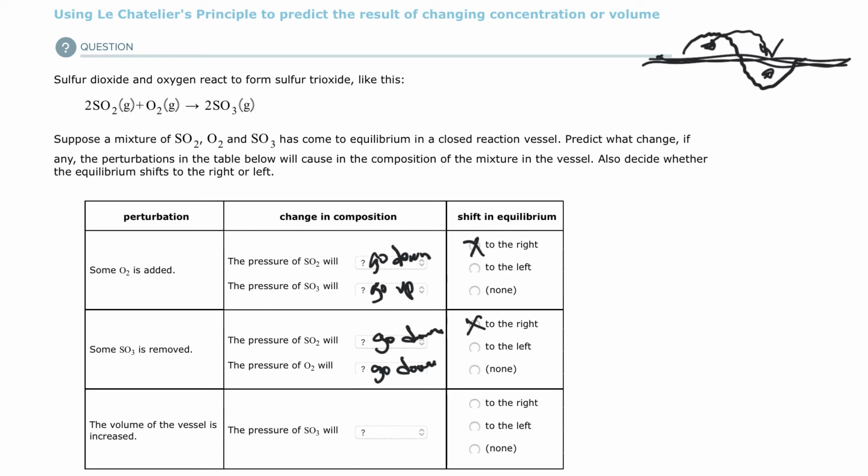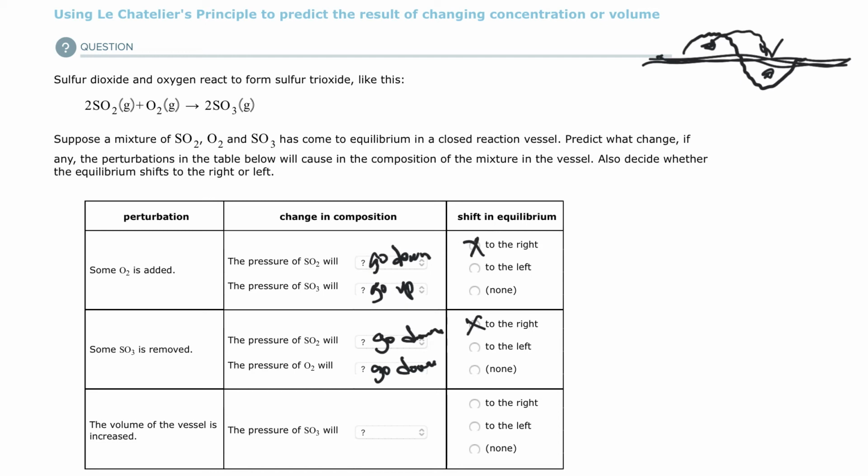The volume of the vessel is increased. All right. Instead of thinking of volume for a minute, think of pressure. If I increase the pressure, Le Chatelier said that the equilibrium is going to shift in such a way that overcomes the disturbance or kind of compensates for the perturbation. So if I increase the pressure, it's going to want to do something to make the pressure less.